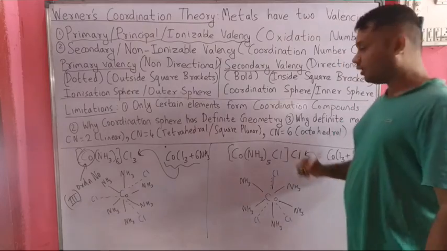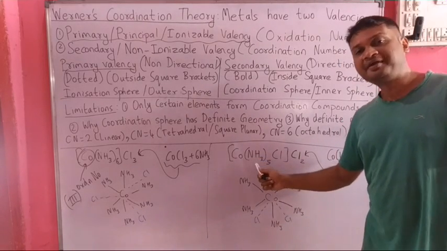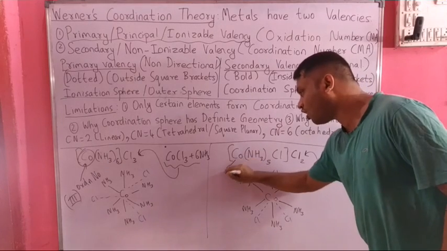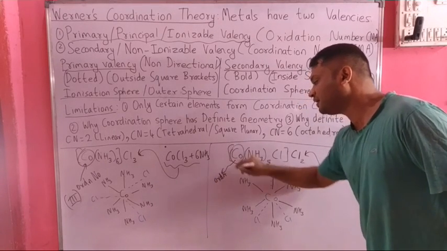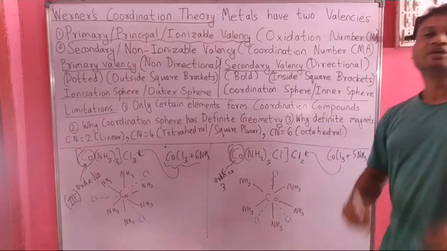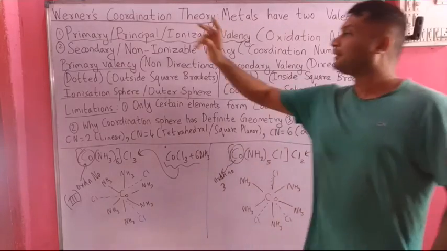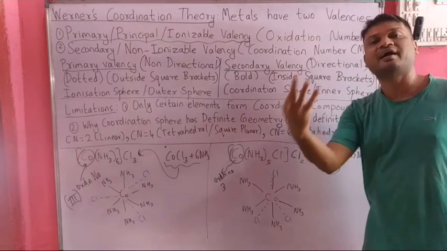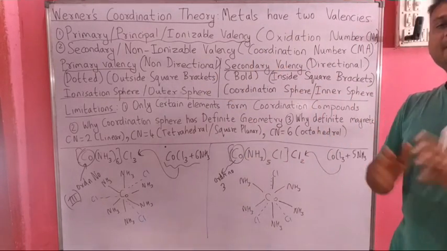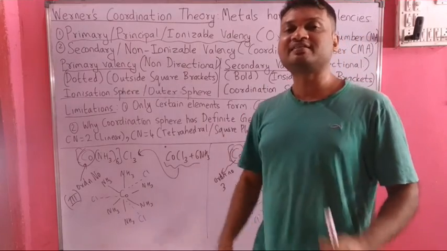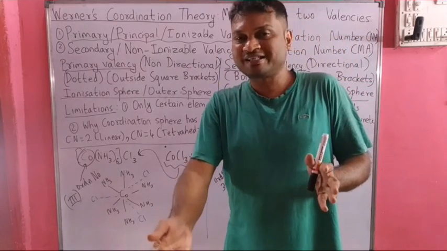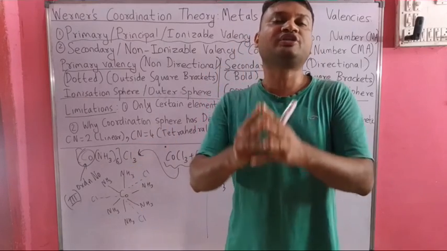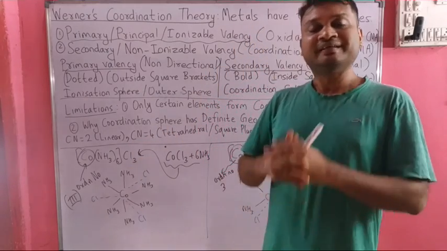Then let us consider the next compound. This is pentaamine chloro cobalt 3 chloride. In this, again, the oxidation state of the central metal atom comes out to be 3. So again we can say the same thing: the primary or the principal or the ionizable valency for this compound is again 3. So let us first remember this. Metals have two kinds of valencies. One is primary, also called principal, also called ionizable valency, which refers to the oxidation state of the metal.